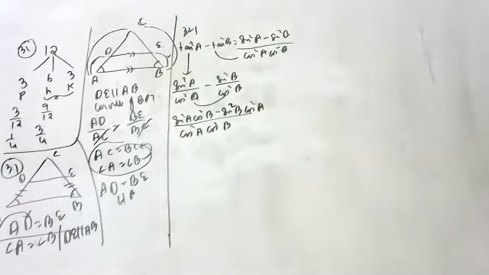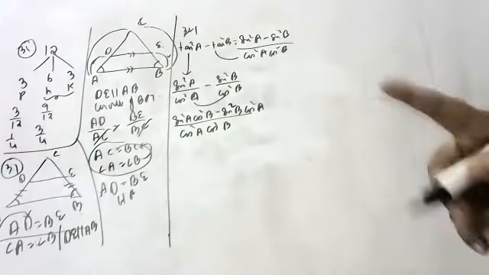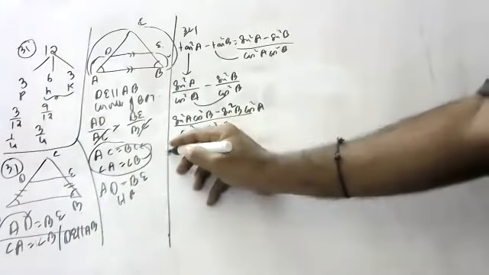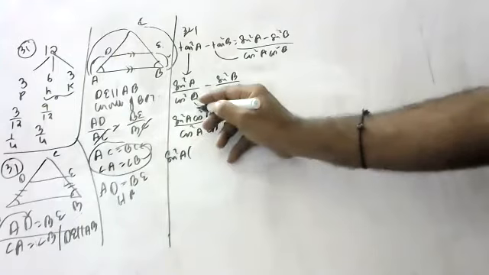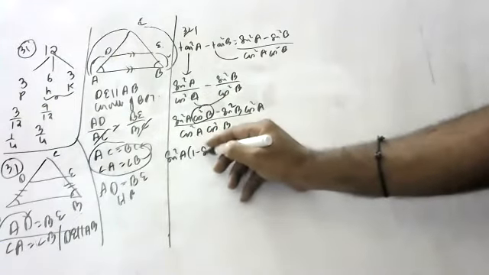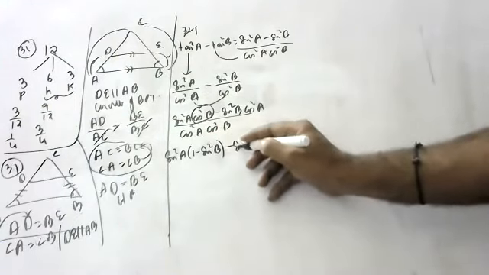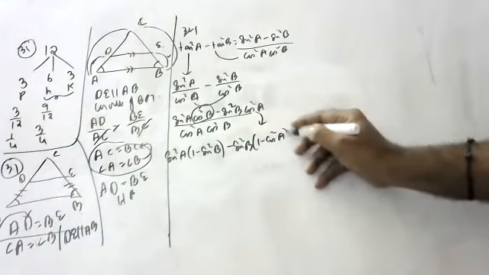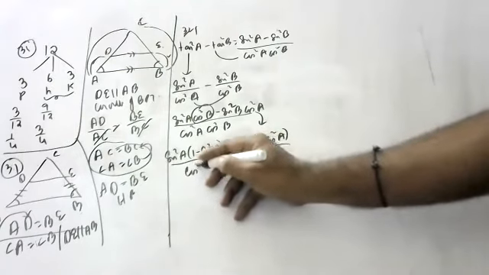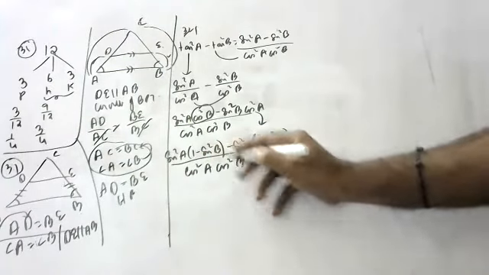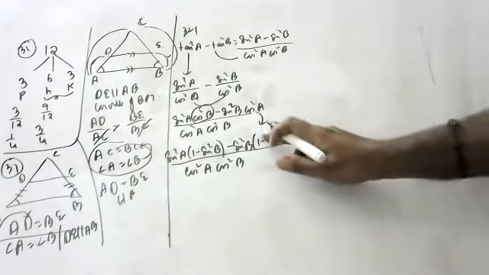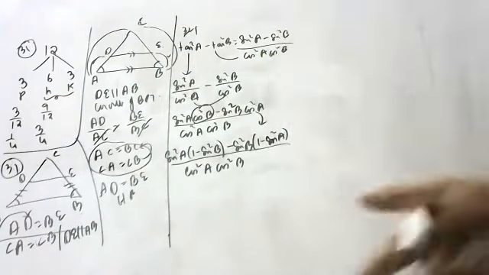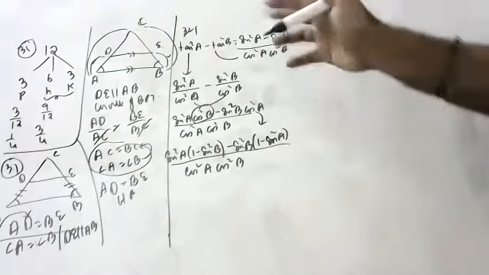Children, I want only sines, so remove cos. How to remove cos? Cos square B we can write as 1 minus sin square B, and cos square A we can write as 1 minus sin square A. Any one of you say, children, don't say all together. Because in the numerator there is sin, remove cos. If only cos is there, remove sin, children. Your wish.